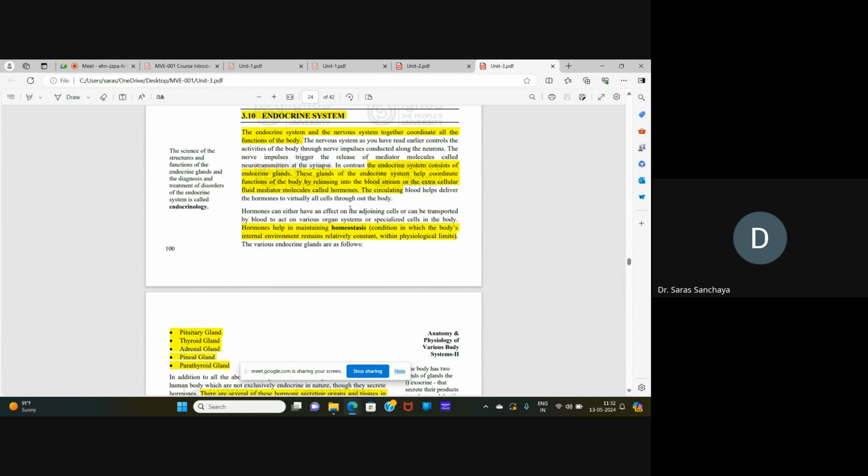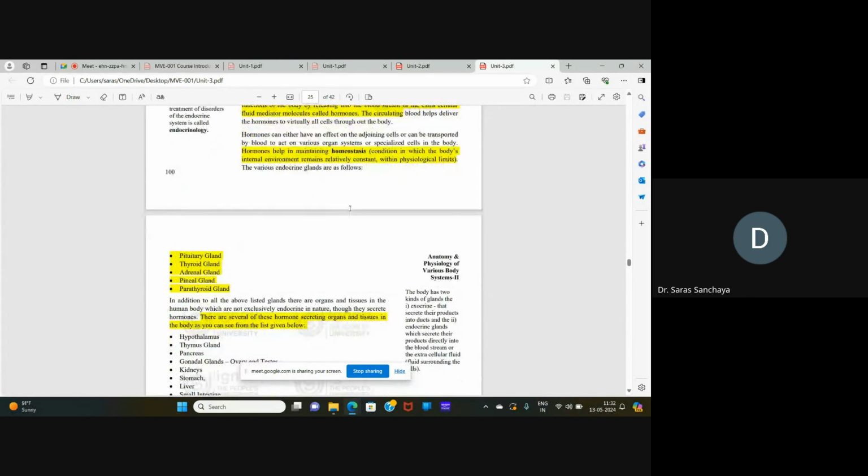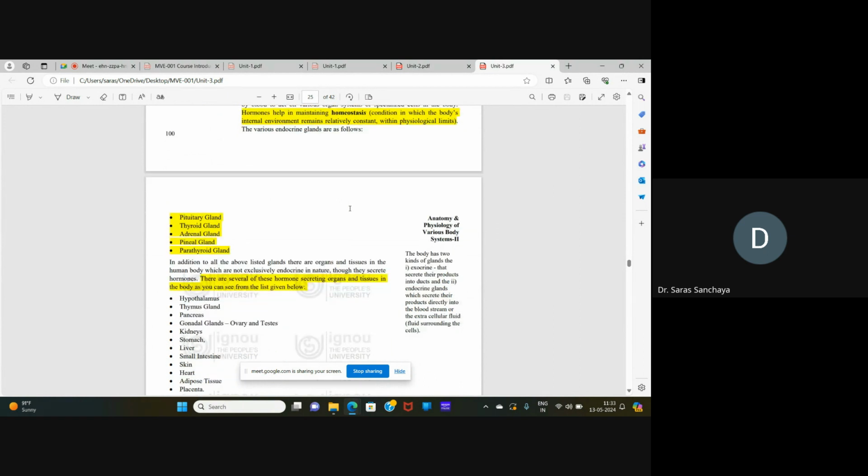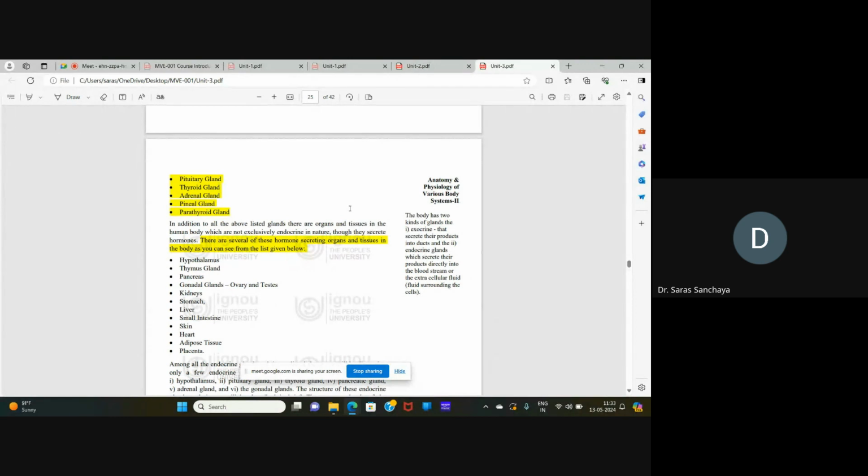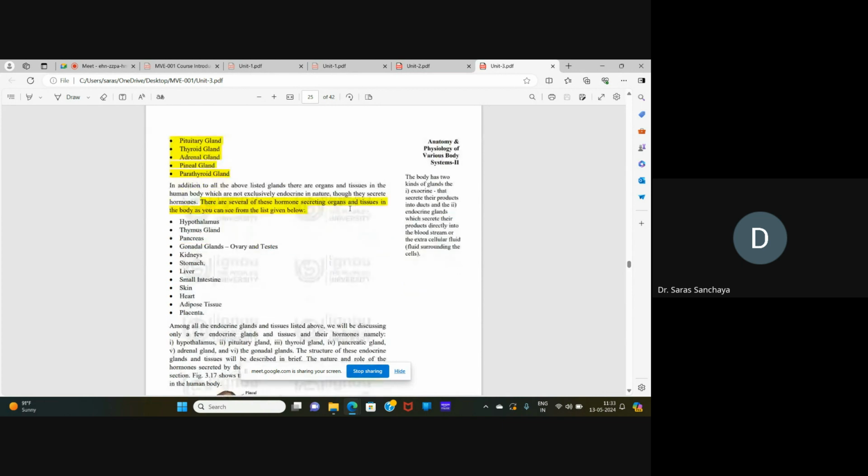Hormones help in maintaining homeostasis, that is, the condition in which the body's internal environment remains relatively constant within physiological limits. It consists of various glands like the pituitary gland, thyroid gland, adrenal gland, pineal gland, and parathyroid gland. There are several other hormone secreting organs and tissues in the body, as you can see from the list: hypothalamus, thymus, pancreas, gonadal glands, kidneys, stomach, liver, small intestine, skin, heart, adipose tissue, and placenta.